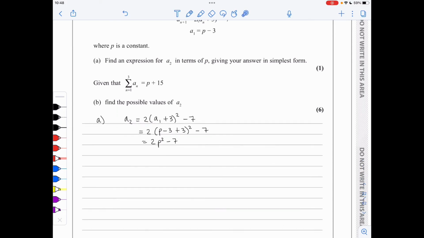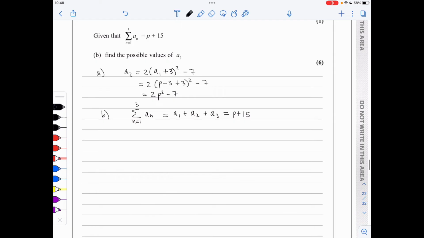And then we are told that given that the sum of a_n from n equals 1 up to 3 is p plus 15, find possible values for A2. So we have that the summation of the first 3 terms, so A1 plus A2 plus A3, is equal to p plus 15. And the first thing to do is find an expression for A3. A3 is twice (A2 plus 3) squared minus 7.